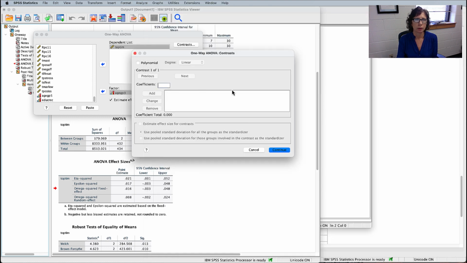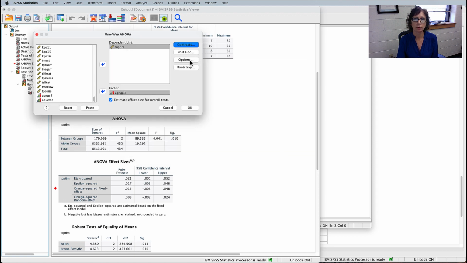Here we want our first group to have a -1, and then I'll add that in. The second group is going to have a -1 and add that in. And then my third group, the older group, is going to have a 2. So we've added these coefficients to those levels of the age categorical variable. And notice that the coefficient total is 0 here. That's important. So we can continue here and then go to options.